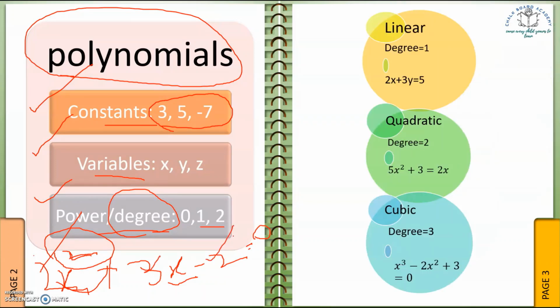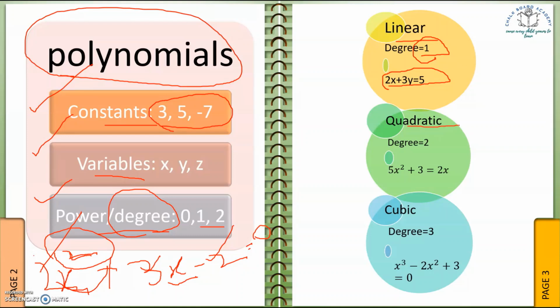Moving forward, based on the degree, we have three types of polynomials. The first one is the linear equation. Linear, the highest power here is 1, so the degree is 1. You can see in this example, 2x plus 3y is equal to 5. Here we are taking two variables, x and y, but each has only degree 1. So linear equations are equations in which the highest degree is 1.